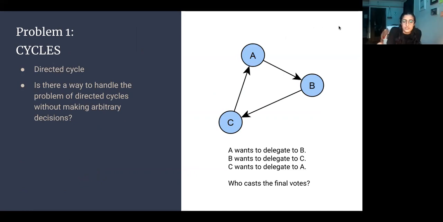One of the main issues that you could probably think of right now is that imagine you have a case where one person A delegates to person B, and person B delegates to person C, and then person C delegates back to person A. In this case, we don't know who votes and who has how many votes. So this is one of the issues that we have to handle in liquid democracy.